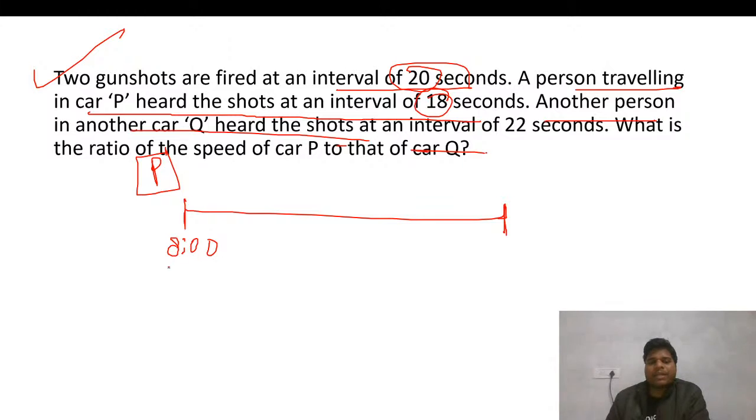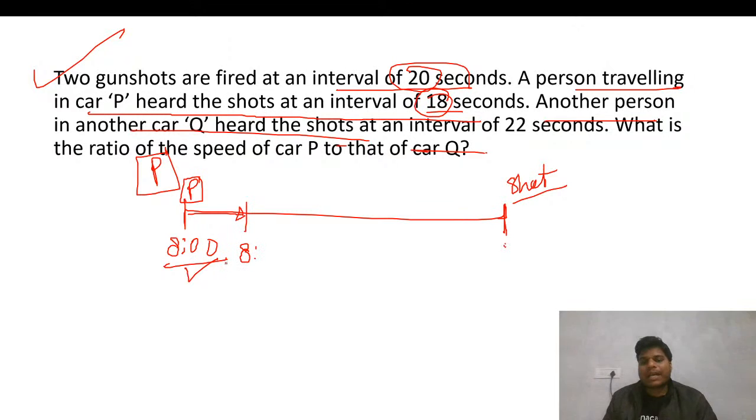So A and B are there. Suppose it is 8 a.m. or 8 p.m., it doesn't matter. 8 o'clock is the time there, and a gunshot is fired here. Suppose car P hears it at 8 o'clock, the first shot. The second shot, it hears here at 18 seconds. That means the distance between P and the place from where the gun has been fired has decreased. So it means your car P is traveling in this direction. So this car will be somewhere here. Earlier it had heard the shot at 8 o'clock.